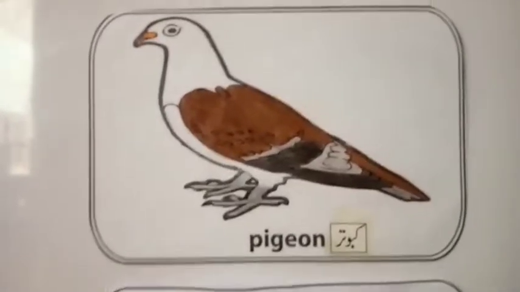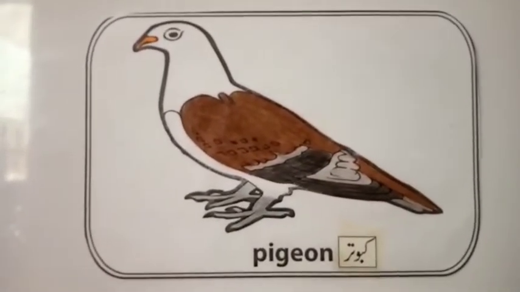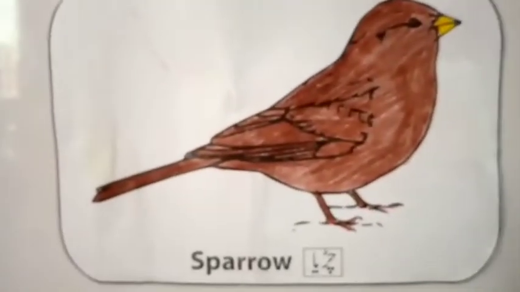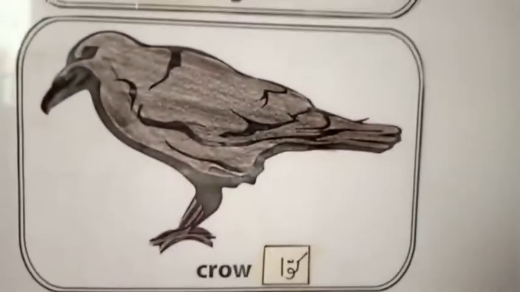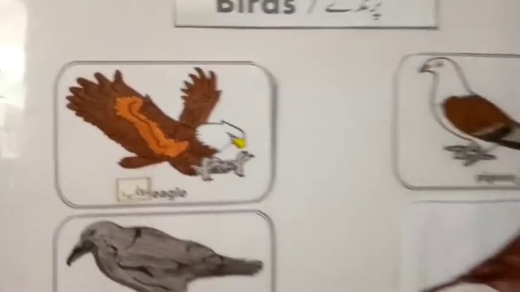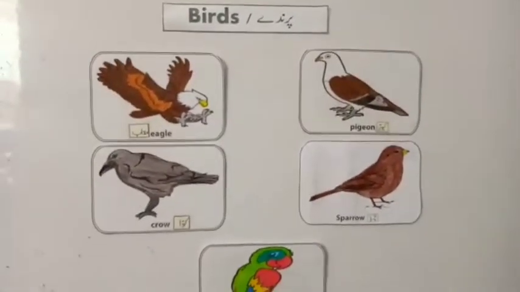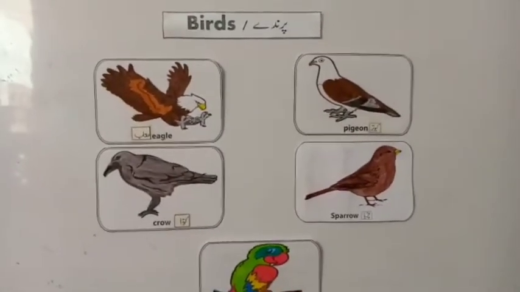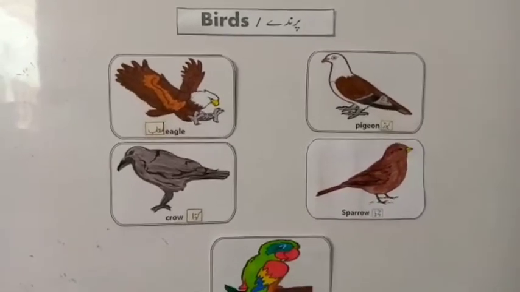What is this? Pigeon. Kabutar. Shabash. What is this? Sparrow. Chidiya. What is this? Crow. Kawa. What is this? Eagle. Cock. Very good. Students, do you know these birds can fly in the air?